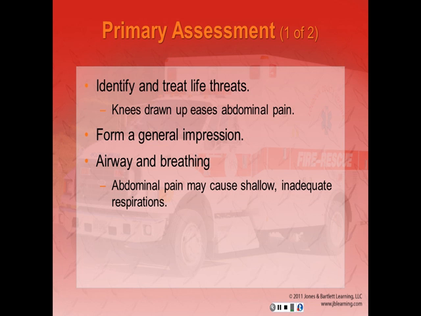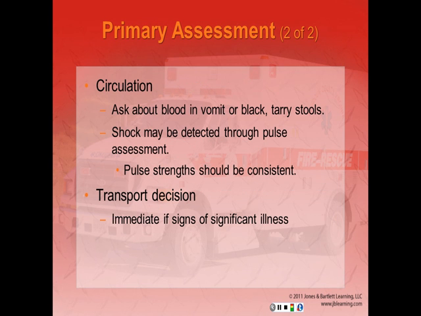Airway and breathing. Abdominal pain may cause shallow, inadequate respirations, and you may need to treat for this. Ask the patient about blood or vomit or black tarry stools. And remember, pulse rate, quality, and skin condition may indicate shock. We want to check pulses in both arms because it may indicate an aneurysm if there is a difference. Shock may be caused by hypovolemia or be the result of infection.